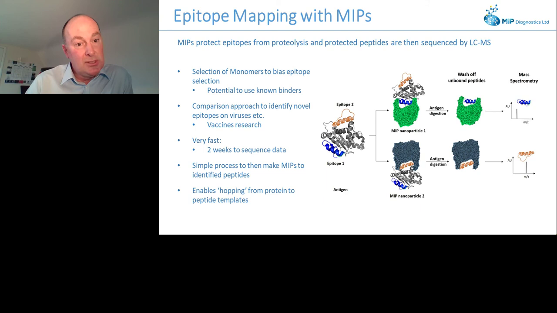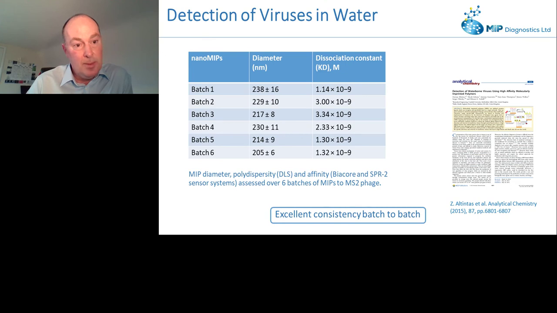It also enables us, for example, to spot differences in epitopes on various viruses, so changing between viral strains, which can be very important for vaccines research. Detecting viruses and indeed removing them in water has been something which MIPs have been used for. So in this particular case, the published example where the batch-to-batch variation was described earlier, the intention was to remove viruses from drinking water to ensure it was safe.